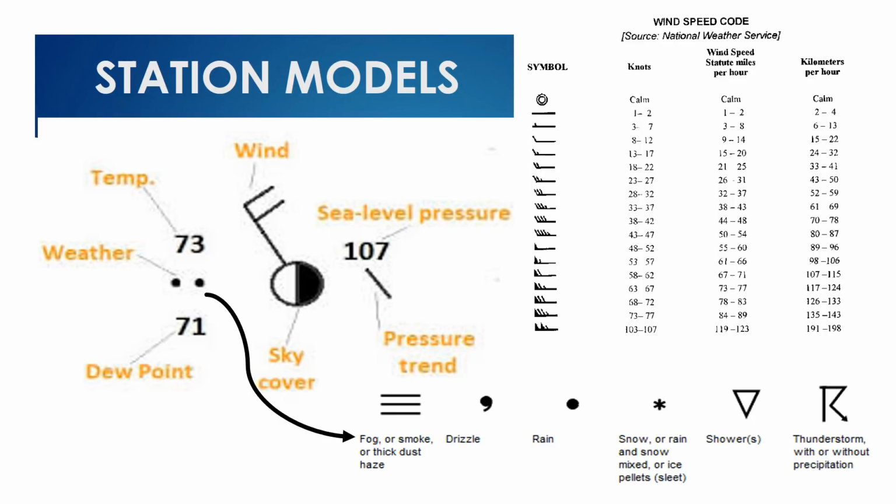A station model is a symbol system that can give you a lot of information about a certain location in a small space. In the picture on the slide, I have an example of a station model, which is on the left. On the bottom, I have examples of the different types of symbols for the middle, between the temperatures on the left, to indicate what type of weather is taking place, whether it be snowing, raining, fog, thunderstorms. So that's what's on the bottom.